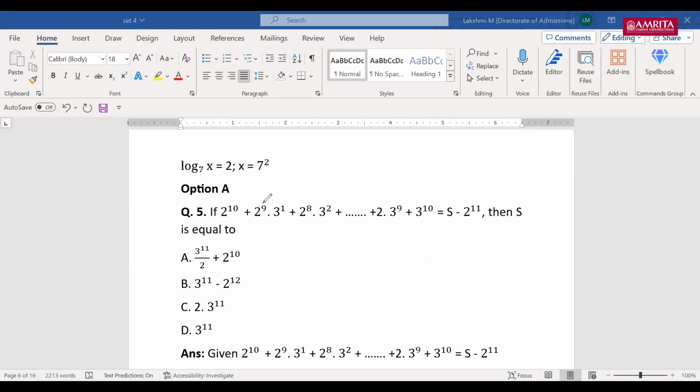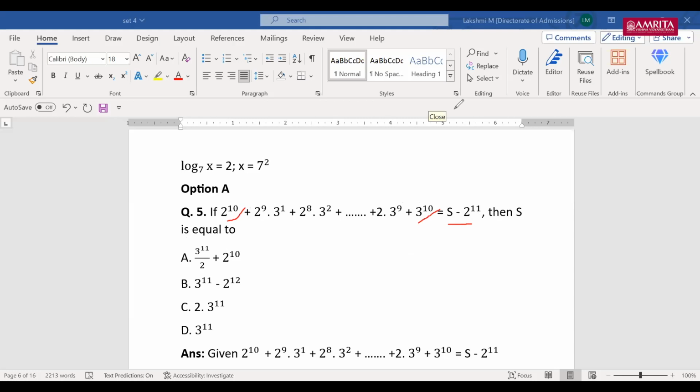2 raised to 10 plus 2 raised to 9 into 3 plus 2 raised to 8 into 3 square plus etc. 2 into 3 raised to 9 plus 3 raised to 10. See, it's 3 raised to 10, it's 2 raised to 10. All these are the other terms. And they have given it is equal to s minus 2 raised to 11. Then what is s?